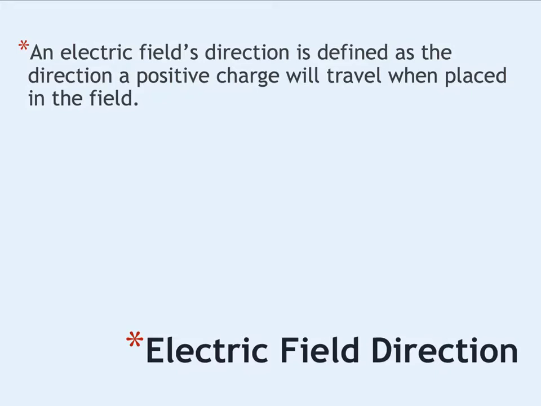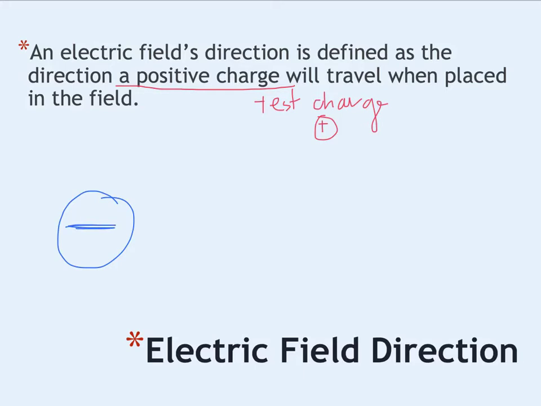So with that, an electric field's direction is defined as the direction a positive charge will travel when placed in the field. So this positive charge here is our test charge. If our test charge is always positive, what direction will it travel? That's the direction of our electric field. So if we have a big negative charge here creating our electric field, and we put our test charge here, it's positive, so it will go towards it. That's also the direction of our E field.